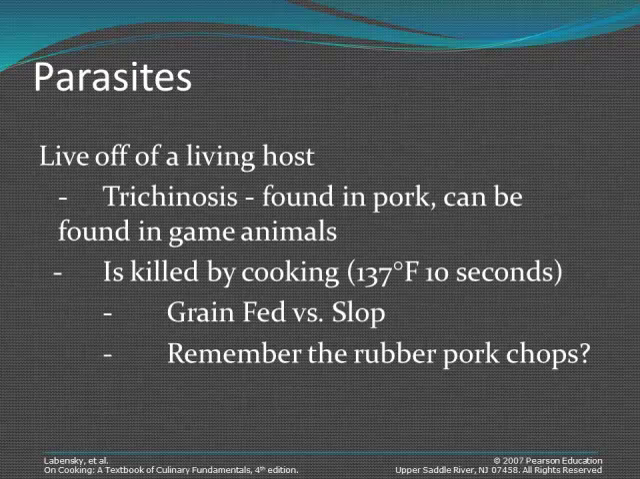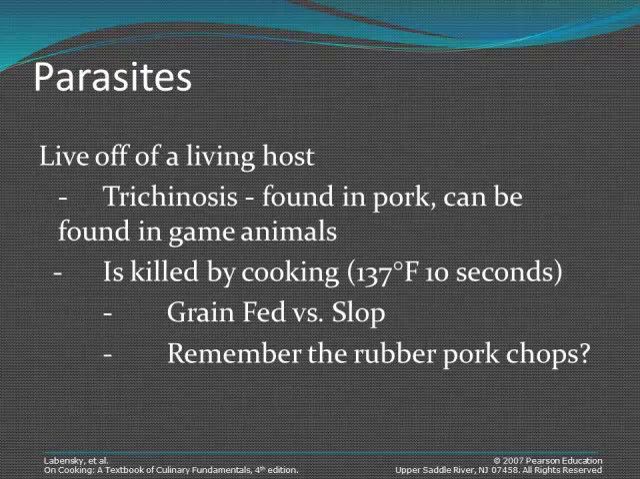Trichinosis, though, unlike salmonella, can be killed by cooking the food to 137 degrees for 10 seconds. So it makes you wonder why you had the overcooked, rubbery pork chops of yesteryear. Well, that's because people didn't know any better. The risk was much higher because it was much more common. And safer is always better in people's opinions.